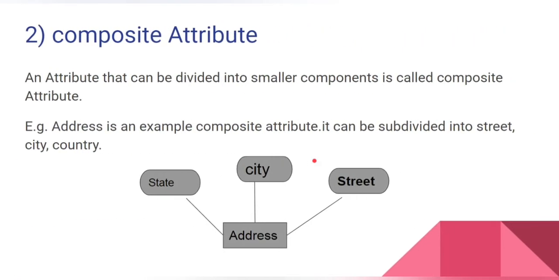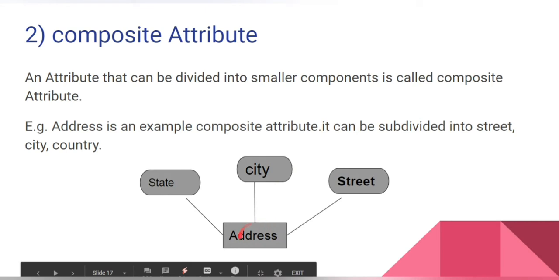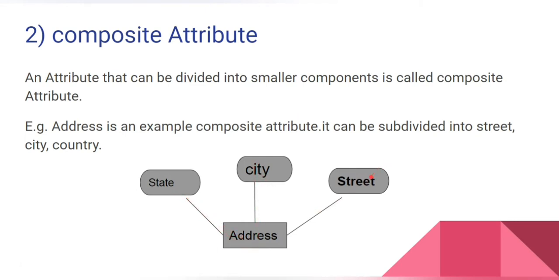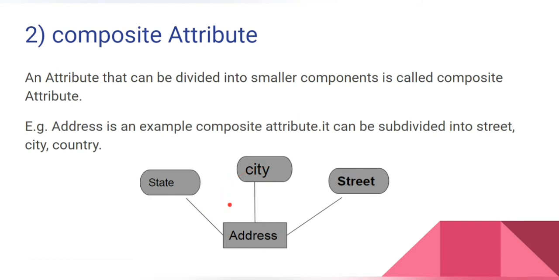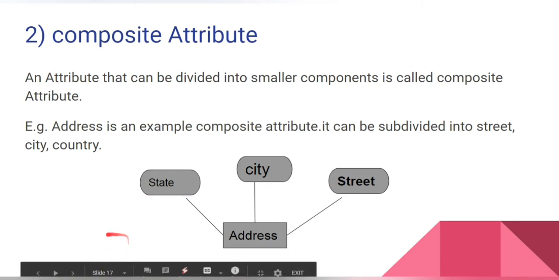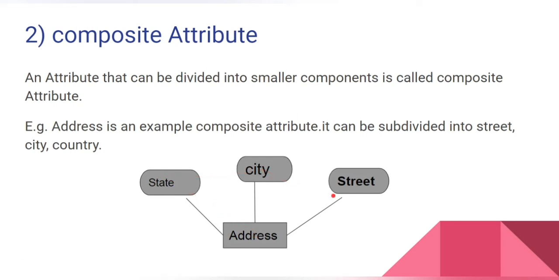Then we have the composite attributes. A composite attribute can be divided into smaller components. For example, address is an attribute of a person. Address can be divided into state, city, and street. So it is called a composite attribute, which can be divided into smaller components. For example, if a student has an address attribute, that address can be divided into state, city, and street. So this is called the composite attribute.